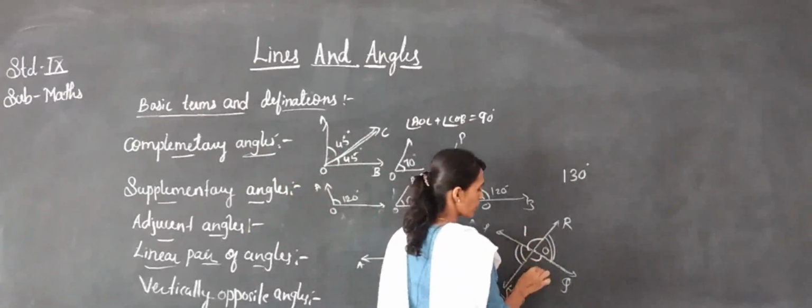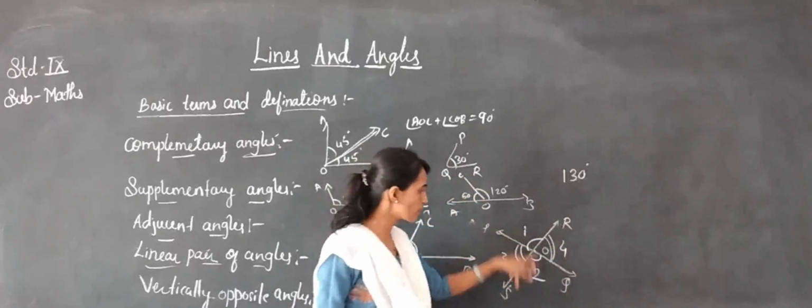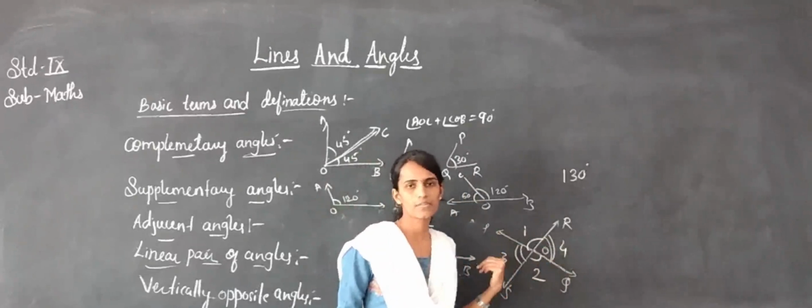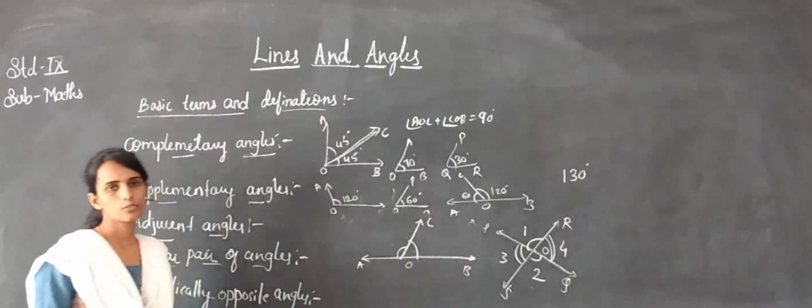Angle 1 is equal to angle 2 and angle 3 is equal to angle 4. All four are not equal here. Only vertically opposite angles are equal here. So this we call, in short, VOA also we can write here.